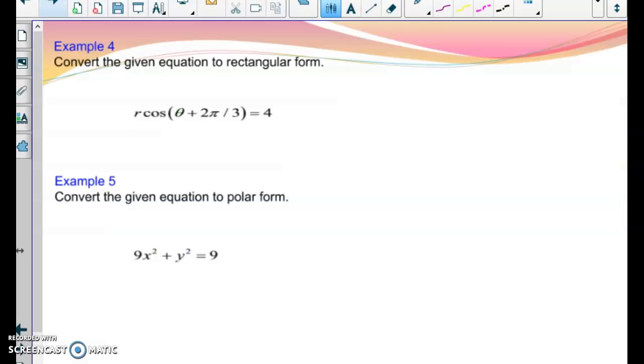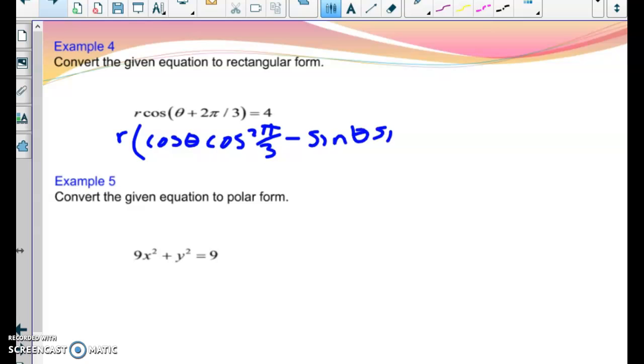Let's take a look at this one. Well, we know that this is a cosine sum formula. So let's go to our formula sheet and use the sum formula. I'm going to leave the r out front, and then I'm going to use the cosine sum formula. So it's going to go cosine theta cosine 2 pi over 3 minus sine theta sine 2 pi over 3. And that's still equal to 4.